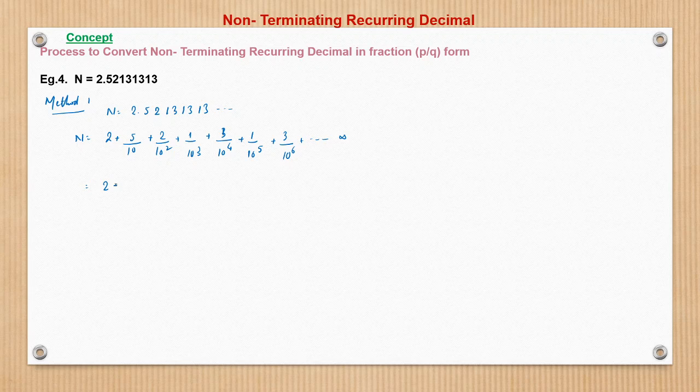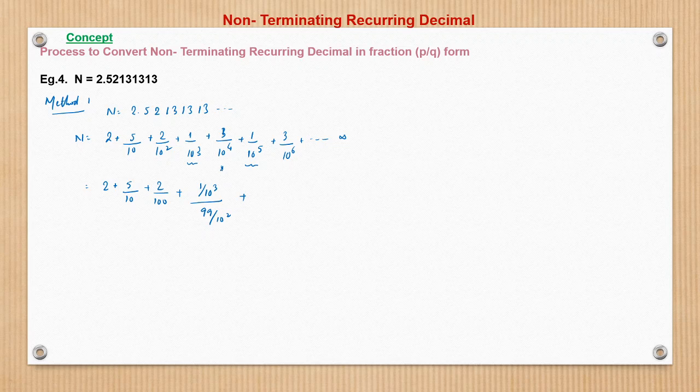So again it becomes 2 plus 5 by 10 plus 2 by 100 plus, see here, the remaining terms are in a GP series: 1 by 1000 plus 1 by 10 raised to power 5. The first term is 1 by 10 raised to power 3, and the common ratio is 1 upon 10 squared, so that becomes 99 by 10 squared.